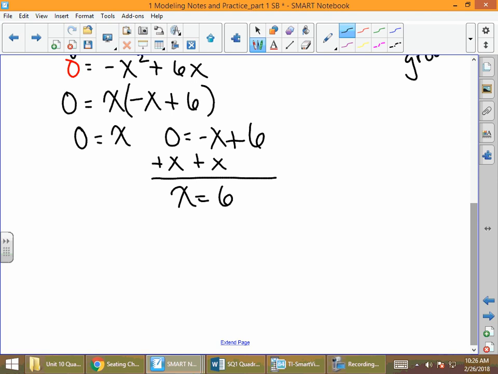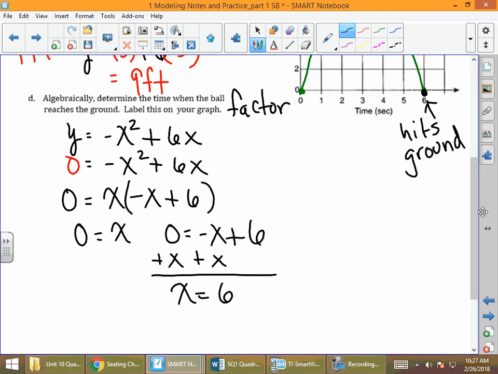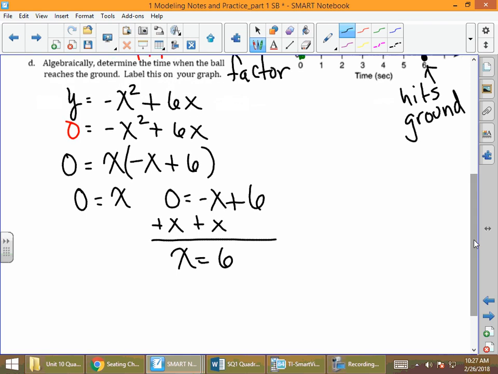And which one of these two is the answer to the problem? Well, we labeled our picture. X equals 0 is back over here at the origin, at the far left of our picture. And what we're looking for is where it hits the ground. X equals 6. It's looking to algebraically determine the time when, so in 6 seconds, which matches what we see on our graph.